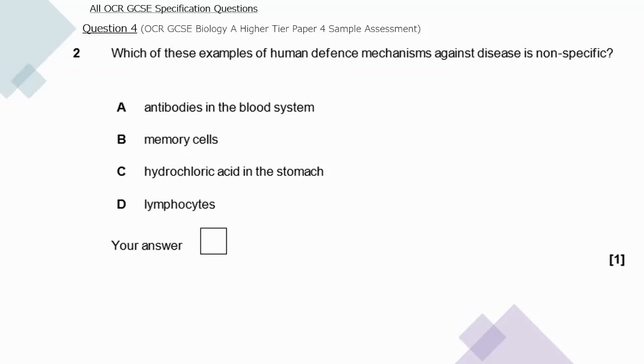Or D. Lymphocytes. So on this sample assessment again, OCR have made a mistake. So the answer that I've given is different to the one that's actually in the mark scheme, but they are wrong. So just go on what I've said basically. So obviously we know that lymphocytes, memory cells and antibodies are all specific immune responses. So it is in fact hydrochloric acid in the stomach that is our non-specific defence. So our answer is C.